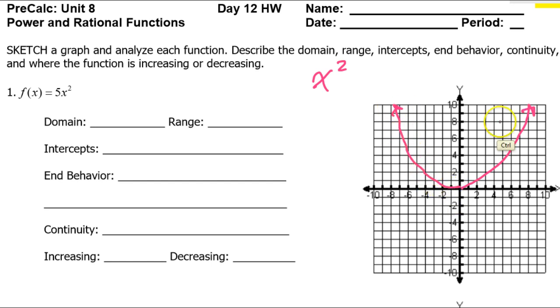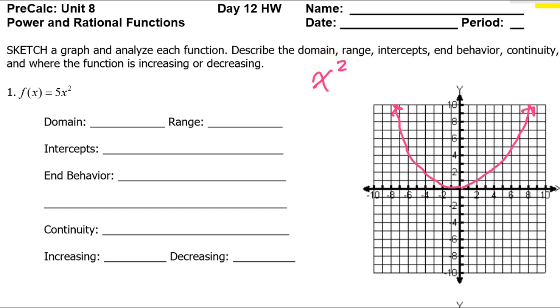I'm not plotting points, so don't look for these to fall exactly on the right spots on the grid. But x squared has this basic shape to it. Putting a 5 in front of it is a vertical stretch by a factor of 5. Vertically stretching this does not change the domain or the range or the increasing intervals or the decreasing intervals. So for the basics, it still has the same basic shape to it. All right, so the basic shape of 5x squared is the same as x squared.